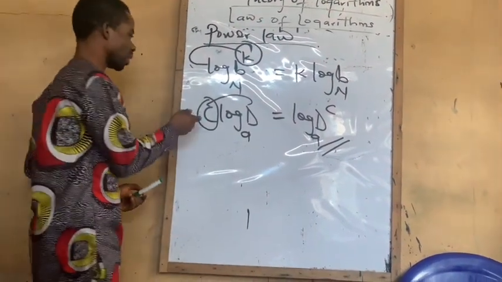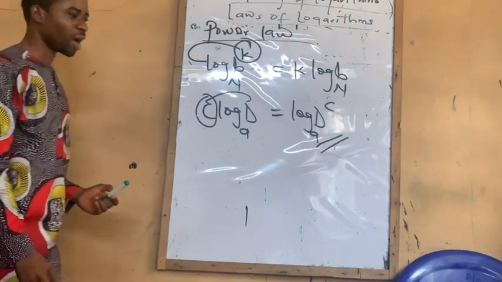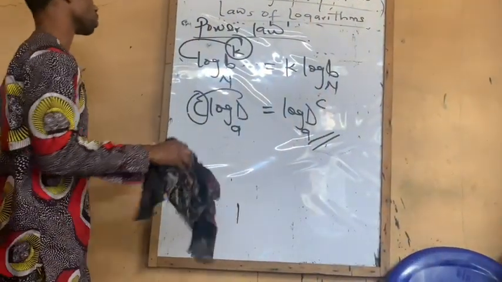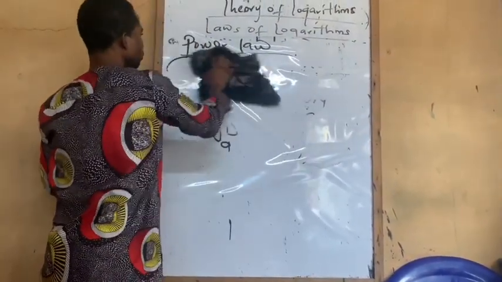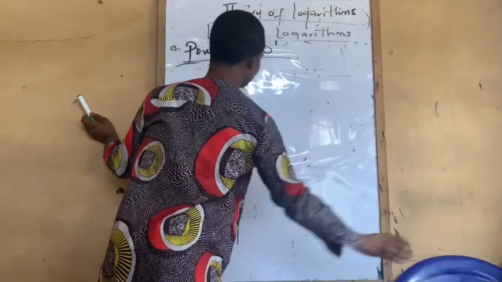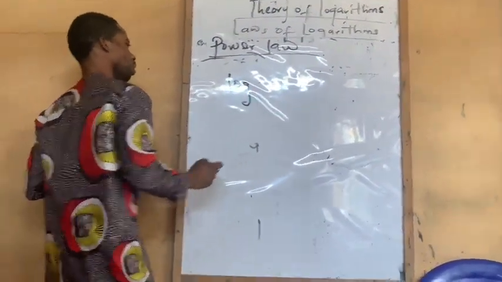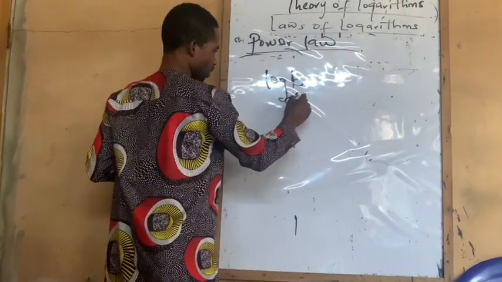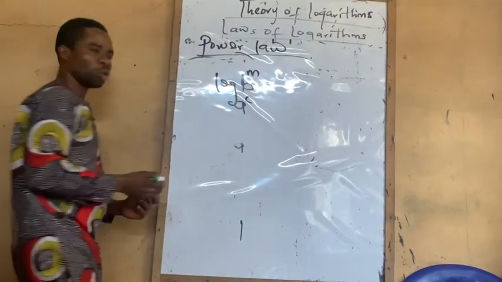And also, when it is like this, it's also allowed for you to bring it as a power to this one. And there is also another law that most textbooks don't talk about. Now, when it is something like this in logarithms, log b base a raised to power c, and this one also raised to power m.